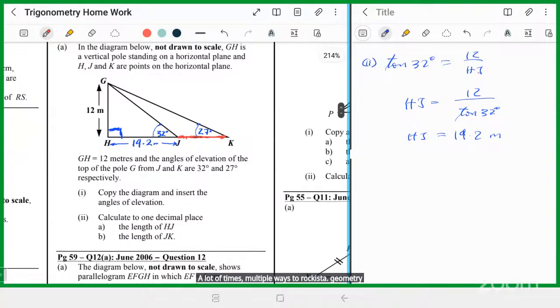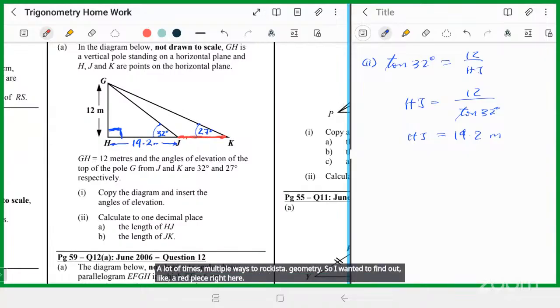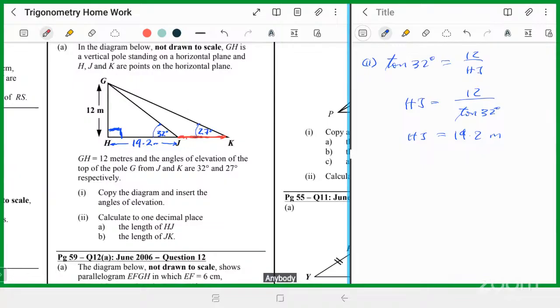So I want to find that red piece right there. Now, how I propose you find it? Anybody want to tell me how I could find that red piece right there? We now know this length right here. We know this height. Remember, that's a big right angle triangle out here. We know the angle in that triangle, we know the opposite side in that triangle. So somebody tell me how can I calculate this length? Let me hear. What would you do? Anybody?